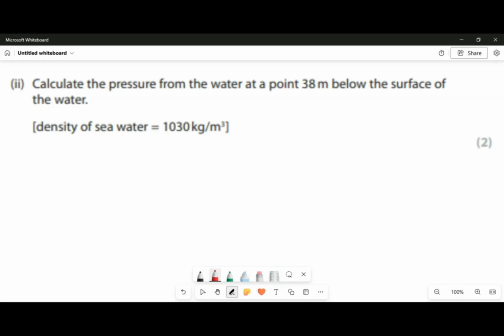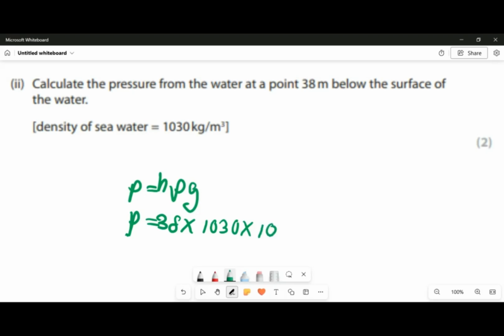Calculate the pressure from the water at a point 38 meters below the surface of the water. Density of seawater is given as 1030 kilograms per cubic meter. So we shall go with the question. We have to use the previous equation we have derived. That is P is equal to h rho g, or pressure is equal to height times density times gravitational acceleration. Height from the liquid surface is 38 meters and density of seawater is 1030, and we are using the gravitational acceleration as 10 meters per second squared. So we'll calculate the answer with the calculator.